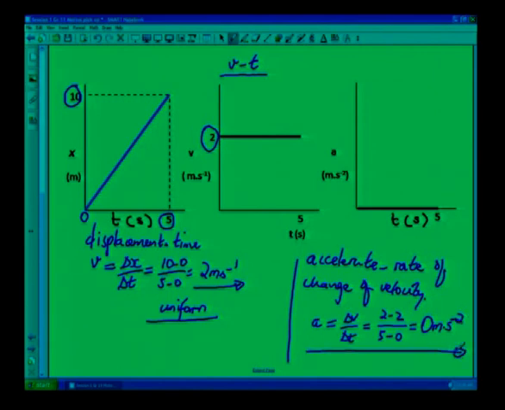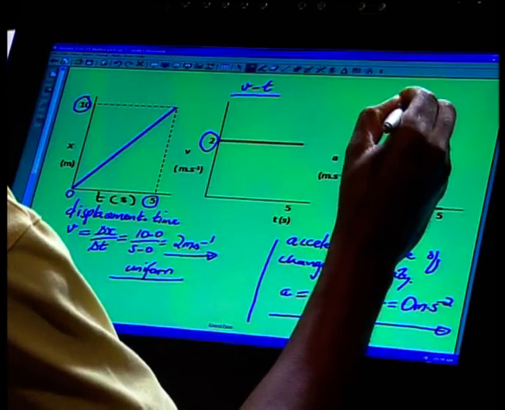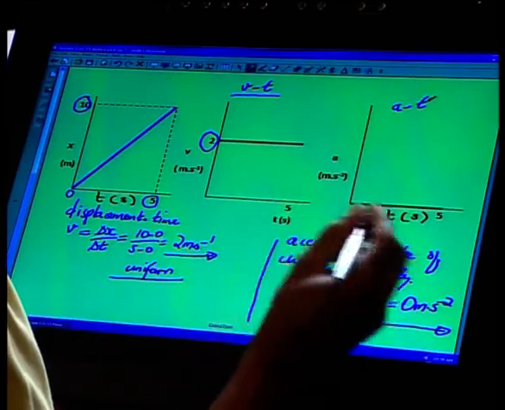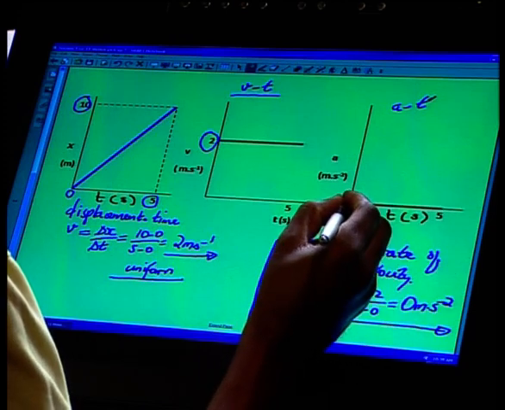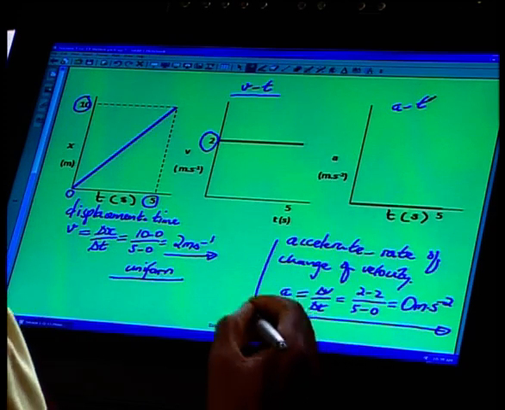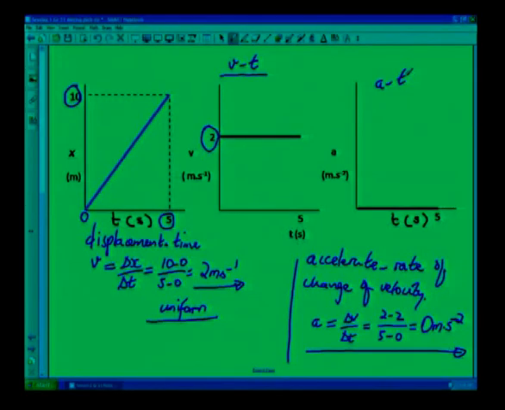And therefore, your graph of acceleration time, your AT graph there, is such that the line is on top of your horizontal axis there, or the time axis, in that way.